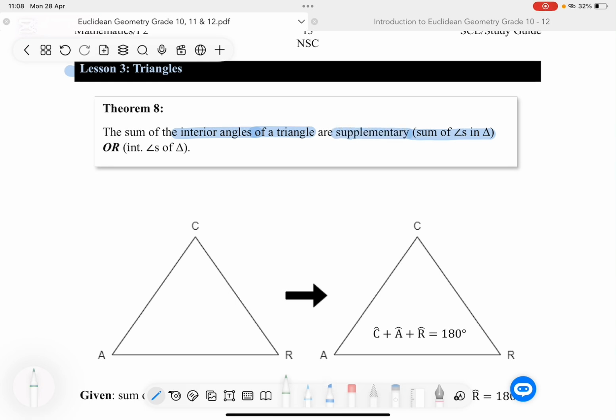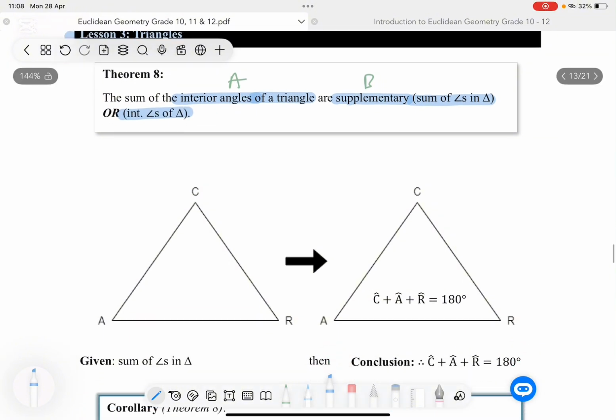And this triangle that we are given, we then conclude to say the sum of its interior angles will be supplementary. So this is our A part and this is our B part, our given part and the conclusion. Another way in which we can sometimes write this theorem in short is to say the interior angles of a triangle.